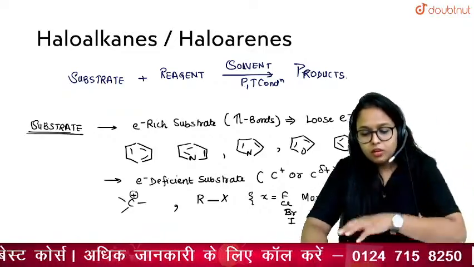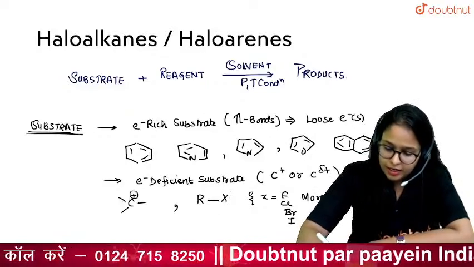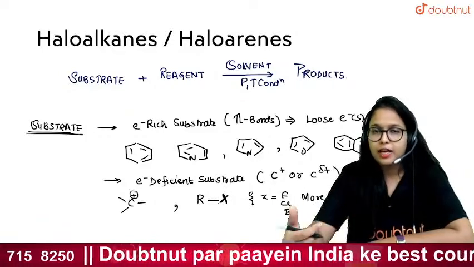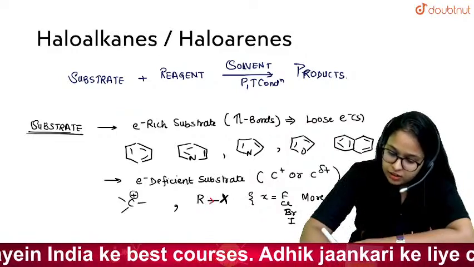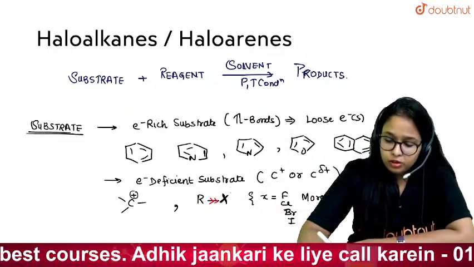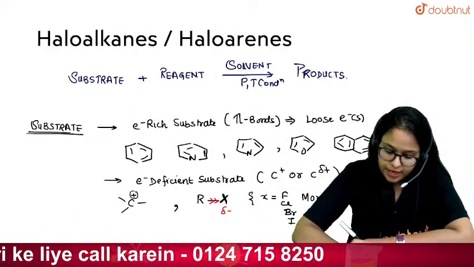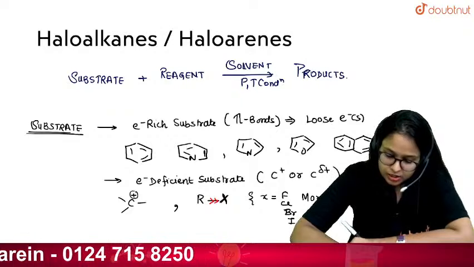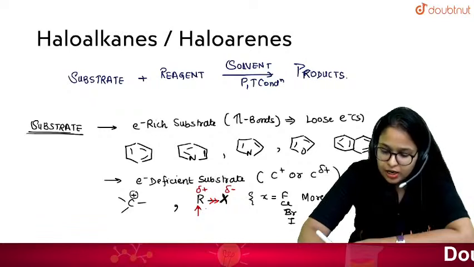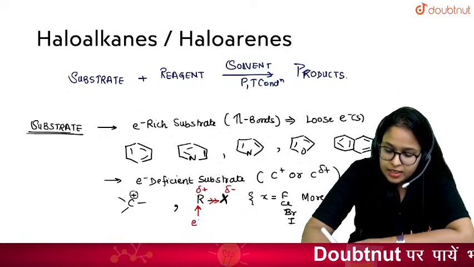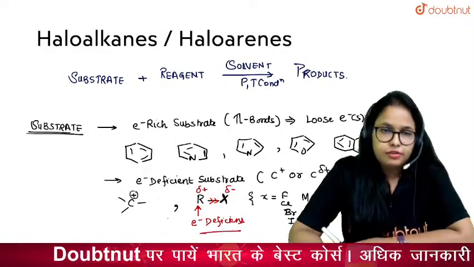So, if we talk about the sigma bond that exists between R and the halogen group, R is the normal alkyl group, that is the carbon. X being more electronegative takes the sigma electrons through the inductive effect and a partial negative charge develops on X, whereas the partial positive charge develops on your alkyl group. The partial positive charge on the alkyl group makes it an electron deficient substrate. We have already discussed it. So these two were your electron deficient substrates.